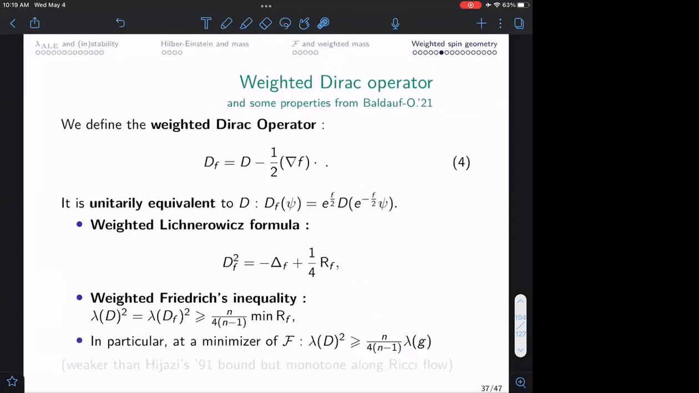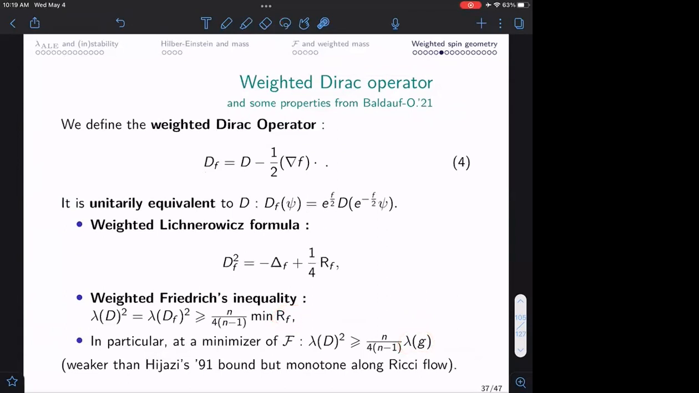And if you're at a minimizer of f, then you have this bound from Perelman's lambda and another lambda, which is the eigenvalue of the Dirac operator. So I should note, it's a bit hidden here. Here f is any function, and here I take it equal to the minimizer of lambda.